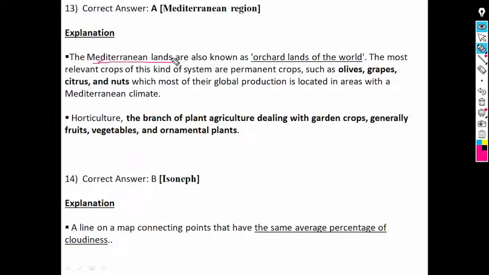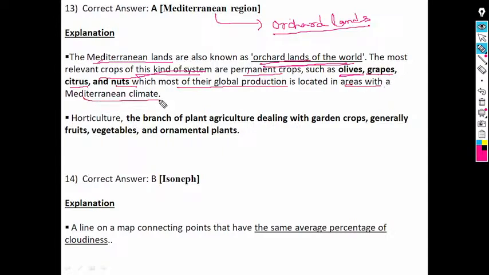The Mediterranean lands are also known as the orchard land of the world. The most relevant crops of this kind of system are permanent crops such as olives, grapes, citrus and nuts. Most of the global production of olives, grapes, citrus and nuts is located in areas with a Mediterranean climate.